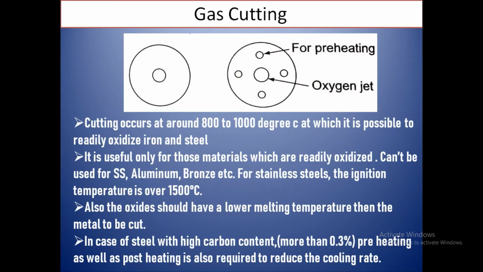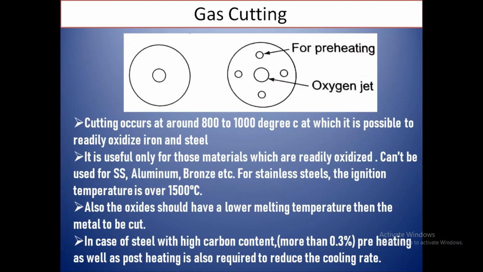But if the metal is not readily oxidized, for example aluminum, bronze, stainless steel, etc., then this process is not very efficient. For that we'll have to use some other method or some modifications. We will see later on what kind of modifications can be done to get efficient cutting in the case of stainless steel, aluminum, bronze, etc.